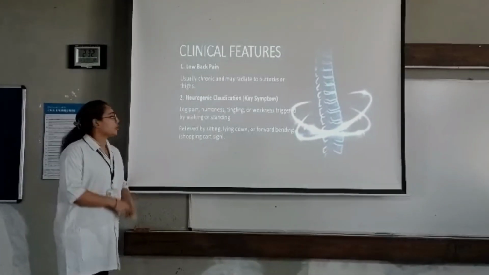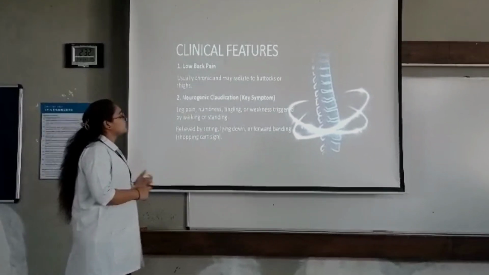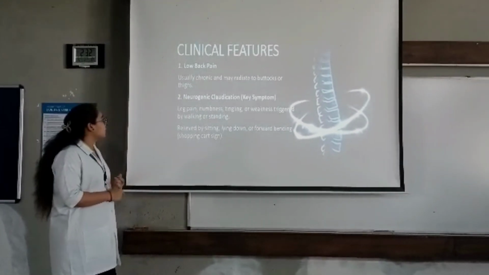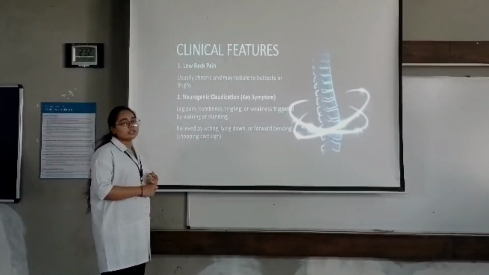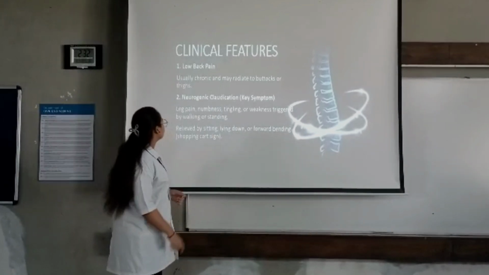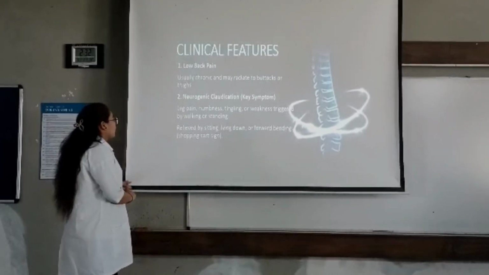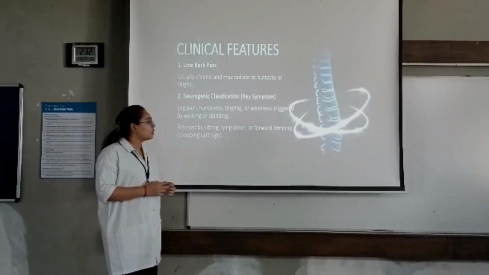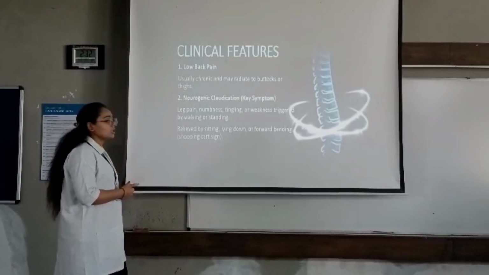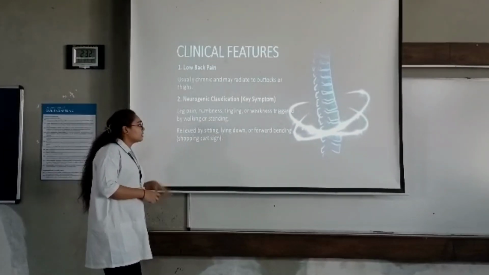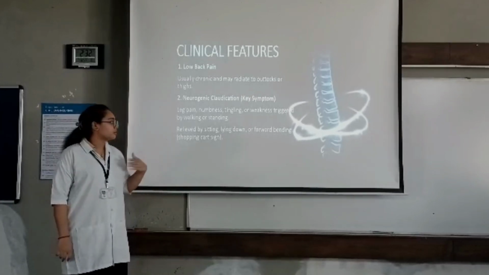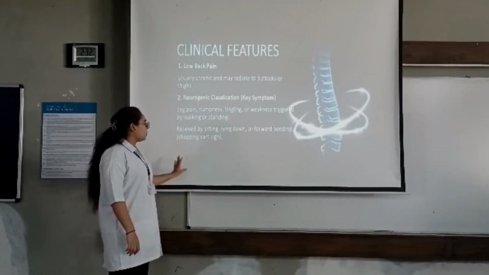Now, what are the clinical features? The first and most common clinical feature is low back pain, usually chronic and may radiate to the buttocks and the thigh region. Neurogenic claudication is the key symptom. Leg pain, numbness, tingling, triggered by walking and standing. Relieved by sitting, lying down and forward bending, the shopping cart sign.